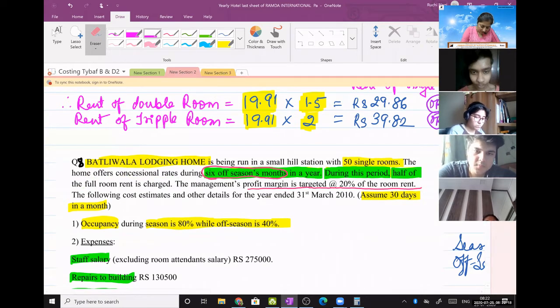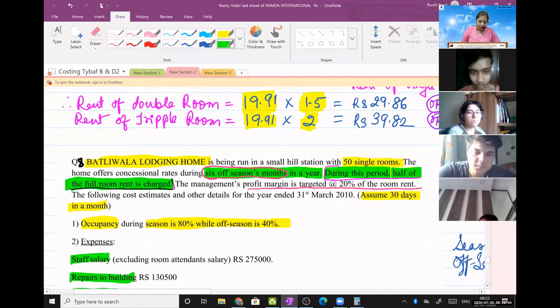Just see this one. During this period, that is which period? The off season's period. During this period, half of the full room rent is charged. Okay, that is what they have said. So हमें सिर्फ इतना पता है कि ऑफ सीजन में रेंट आधा होता है. During this period, that is off season period, the rent, whatever is the rent, is half.